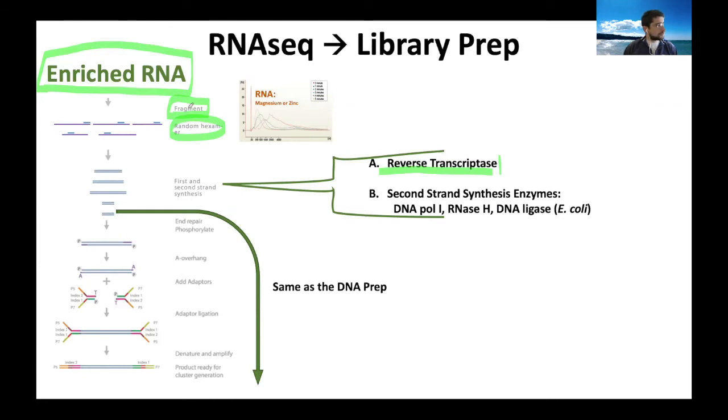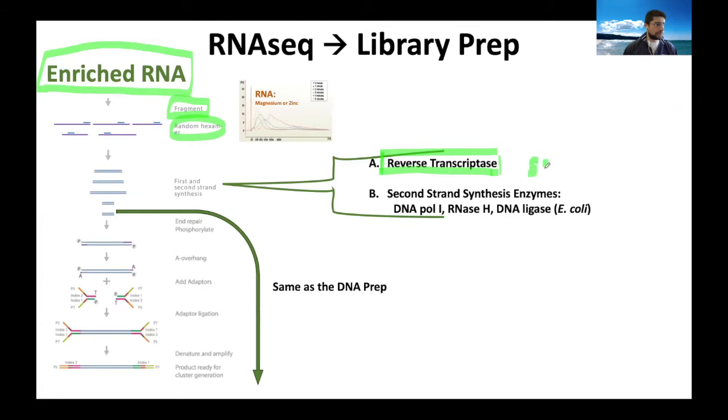The reason why we do fragmentation before is that most of the time the reverse transcriptase enzyme is not a very efficient enzyme, okay? So it has trouble reverse transcribing the full length of the transcript, which is usually hundreds of bases to kilobases. This enzyme is much more efficient on shorter templates.